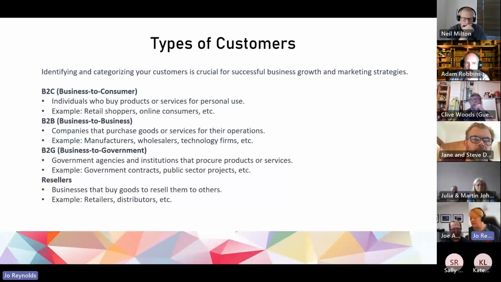Sorry, someone's just sneezed in the background of my office. I apologise. So I think, does everyone know the difference of these already, or does anyone want me to run through what they are?